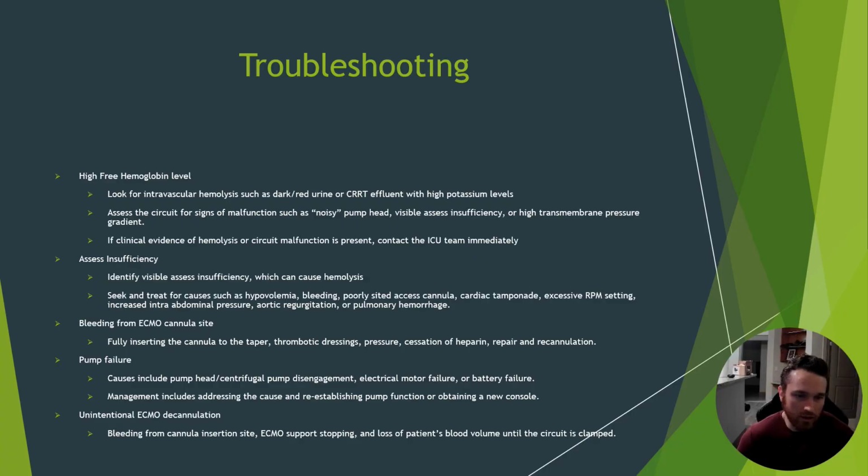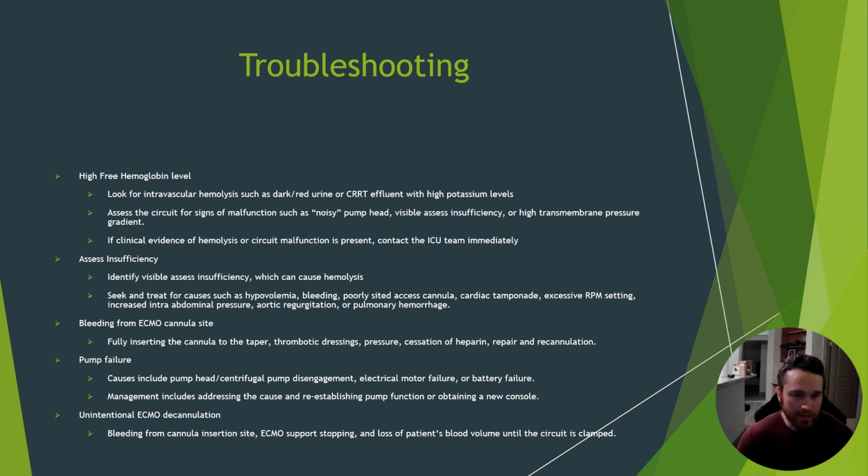Troubleshooting. So at any point, something can go wrong during an ECMO circuit, and there are usually some common things that can go wrong. With a high free hemoglobin level, look for intravascular hemolysis, such as dark red urine, or if the patient's on CRRT, effluent with high potassium levels. Assess the circuit for signs of malfunction, such as noisy pump head, visible access insufficiency, or high transmembrane pressure gradient. If clinical evidence of hemolysis or circuit malfunction is present, contact the ICU.